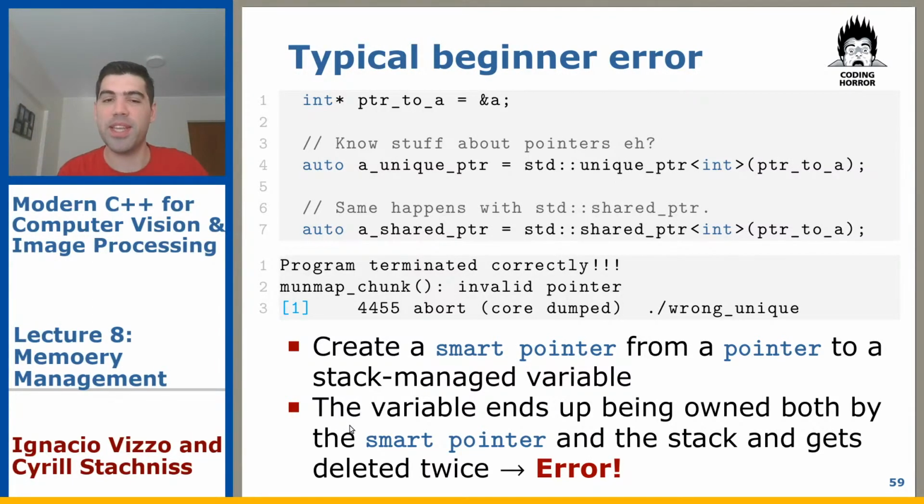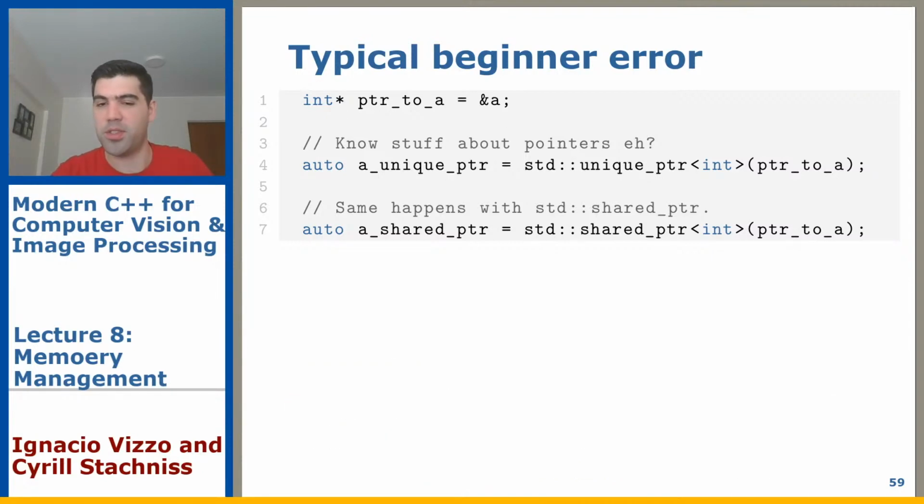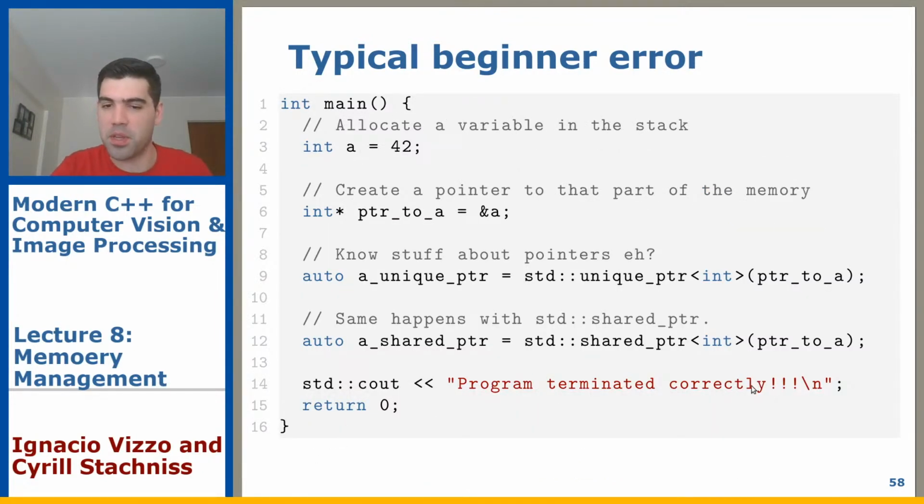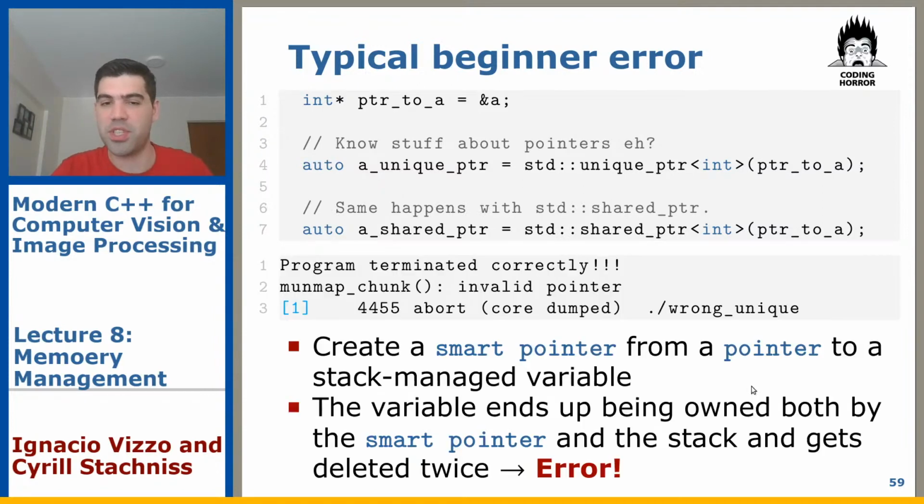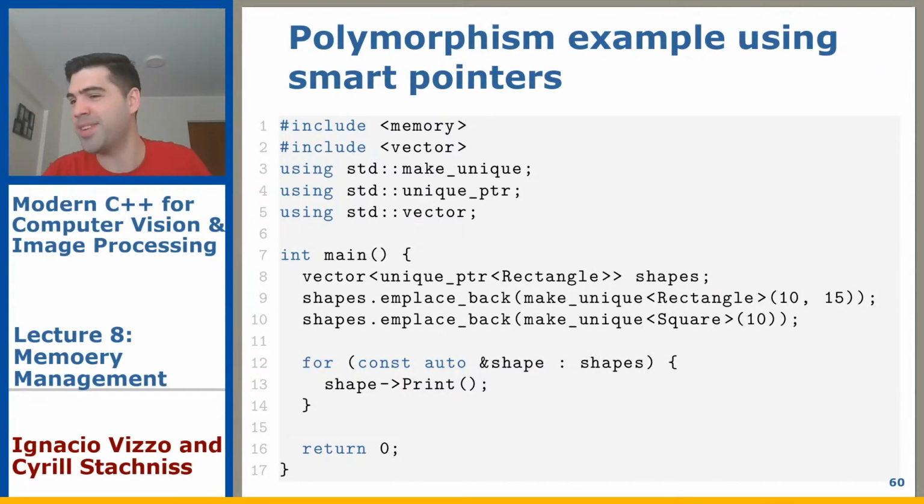The shared pointer will delete it, and when you reach the end of the scope of the program, you will also delete it. So remember, that's why you see the program terminated correctly message, and then a crash, right? Why is this? It's because there's a conceptual error: you should not point to stack variables, to variables that are on the stack memory.